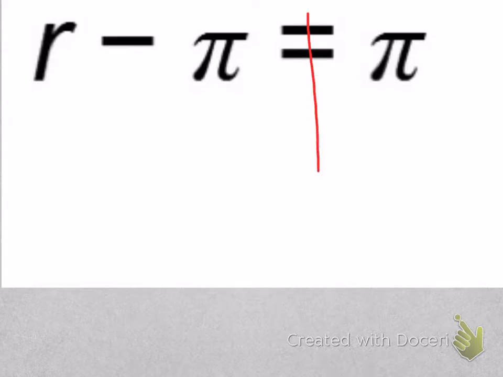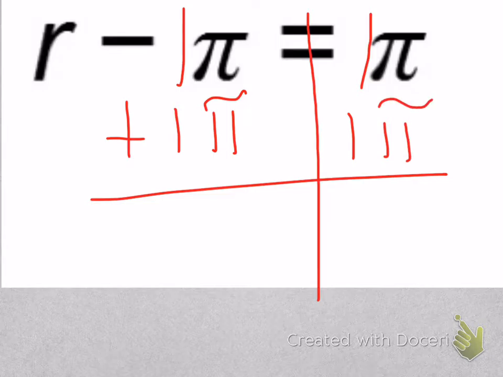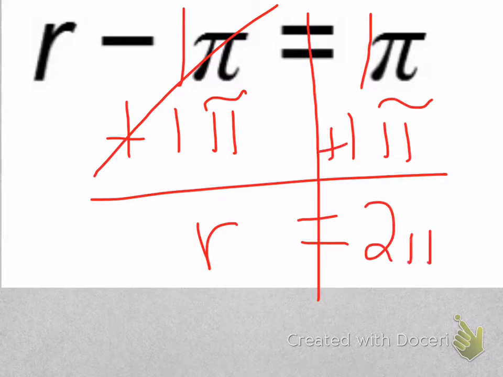Here's another one. Split at the equal sign. We want to get r by itself. If you want to put 1s here, you can. So now I'm going to do plus 1 pi. What you do to one side, you do to the other, plus 1 pi. So the left side cancels out. Negative 1 pi plus 1 pi cancels out, so I'm left with r on the left side. And then I have 1 pi plus 1 pi, which is 2 pi.